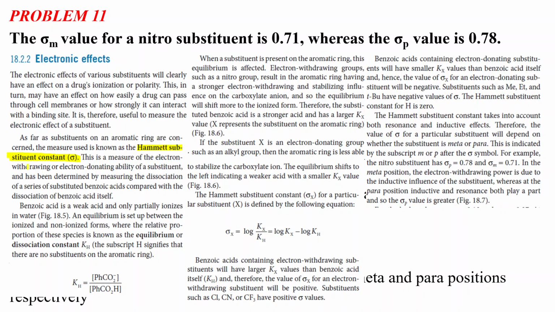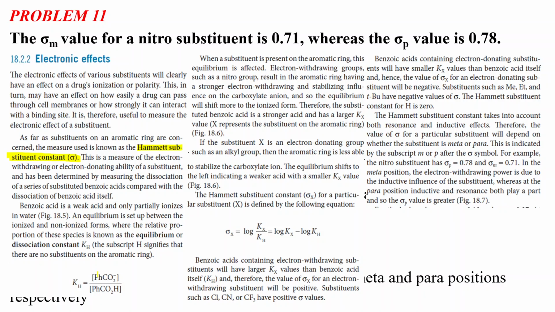It is a measure of the electron withdrawing or electron donating ability of a substituent and has been determined by measuring the dissociation of a series of substituted benzoic acids compared to the dissociation of benzoic acid itself. Benzoic acid is a weak acid and partially ionizes in water. So the equilibrium is set up between the ionized form and the non-ionized form, and the relative position of this equilibrium is known as the equilibrium dissociation constant.